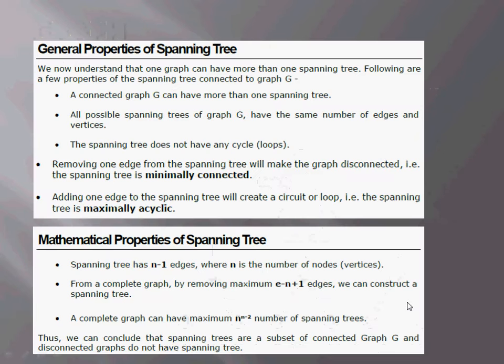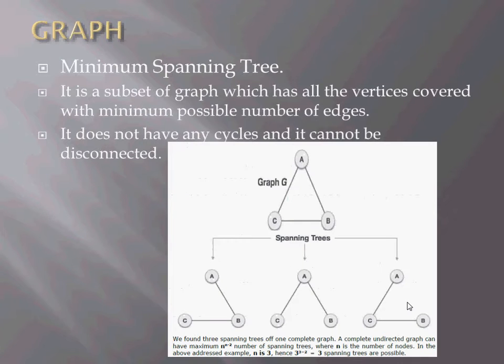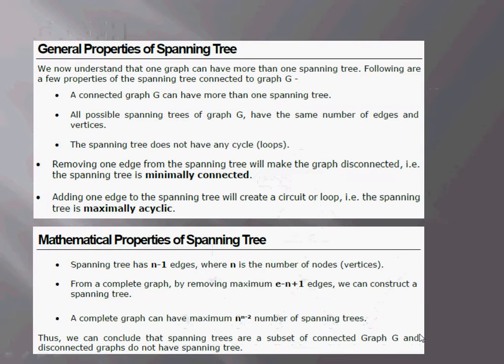Okay. Next, mathematical properties of spanning tree. A spanning tree has n minus 1 edges, where n is the number of vertices. The spanning tree has n minus 1 edges. Here the number of elements is 3, 1, 2 and 3. What are the edges? In this non-spanning tree there are 3 edges. Now here 2 edges, 2 edges, 2 edges. That's what I say here.